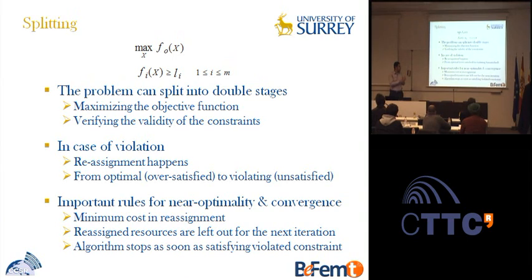And at the same time, the reassigned resources should be left out from the next iteration. Otherwise, the problem is not going to converge, and it may show some sort of oscillations in the results. And the algorithm should stop as soon as we have satisfied all the violated constraints. In this manner, we make sure that we have minimum distance from the optimal point of the unconstrained problem, and by this we somehow reassure the near optimality of the solution.